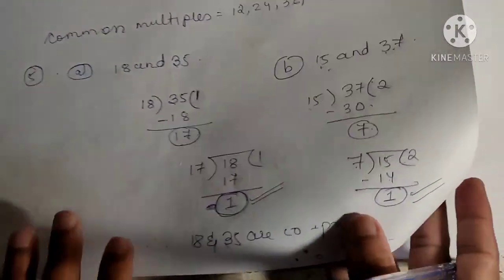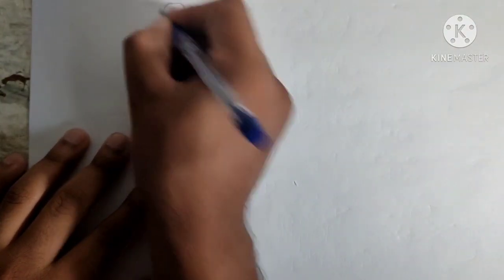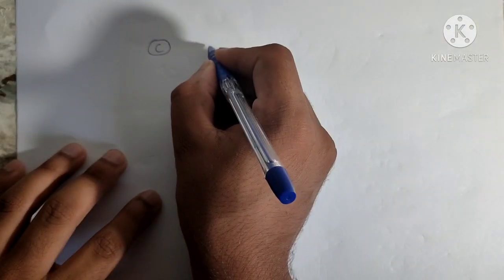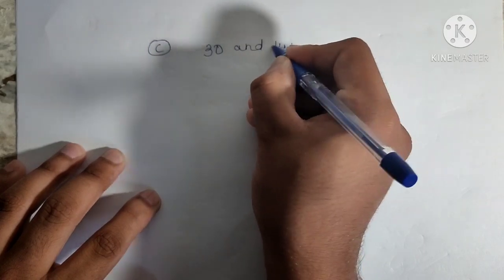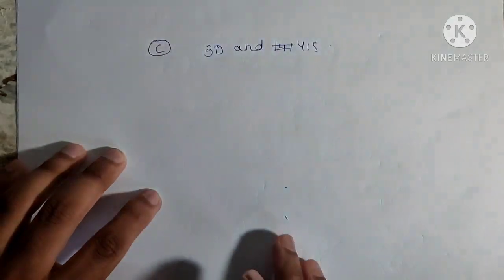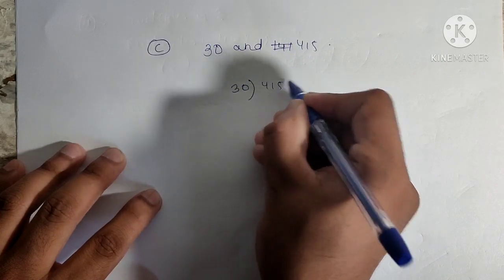Okay, let's see one more, where a number is not a co-prime number. Now we are getting C. For C, we have 30 and 415. Sorry, 415. So now we have to divide them. We'll continue with this 415.